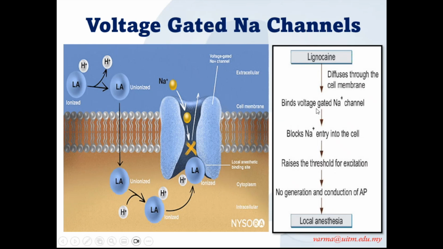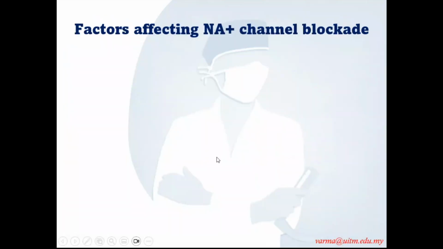Which part binds to the voltage gated sodium channel is the ionized form. Okay, which binds to the voltage gated sodium channel internally at the cytoplasm, not externally. They bind to the inactivation gate site intracellularly, and then block the sodium entry into the channel. When the sodium entry into the channel is blocked, a few things will happen, and that causes the slowing of nerve conduction. So what factors affect this sodium channel blockade? It means what are the factors that affect the local anesthetic action at the sodium channel that causes the blockade?